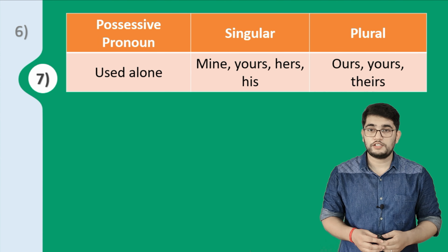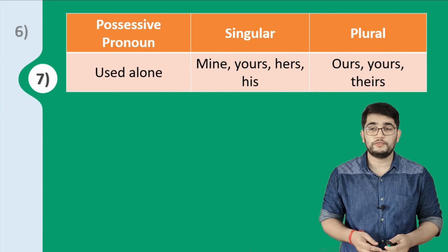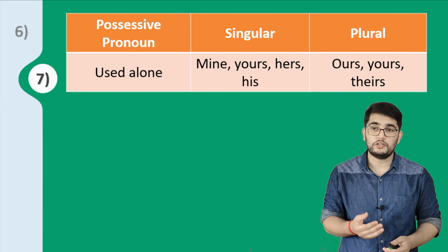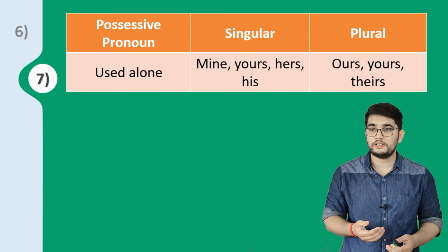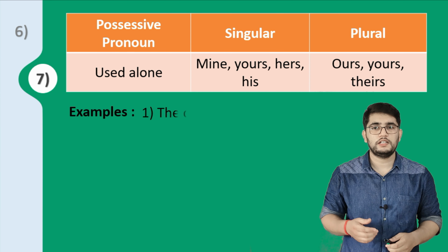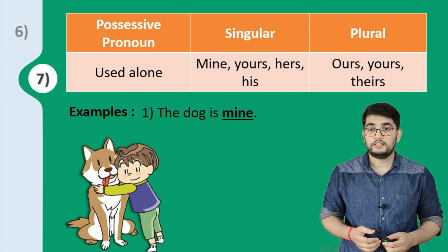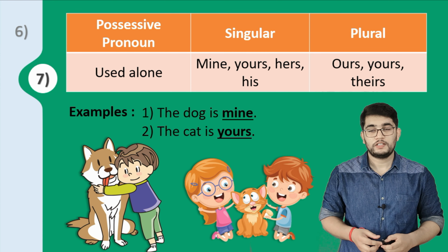Okay, let's see the next one, that is possessive pronoun when used alone. In that singular form we can use mine, yours, hers and his, while in plural form we can use ours, yours and theirs. Let's see the examples. The dog is mine. Let's see the next example. The cat is yours. Getting it?